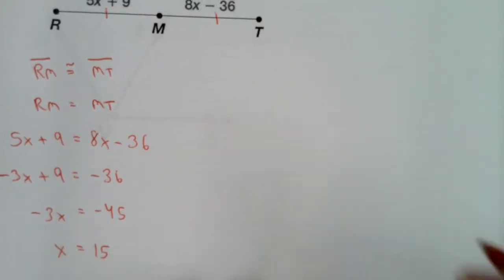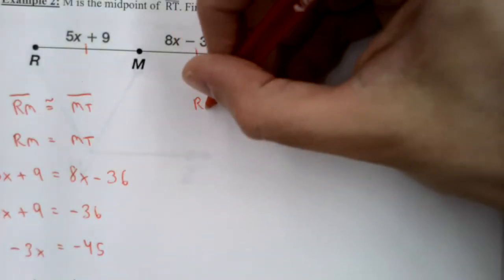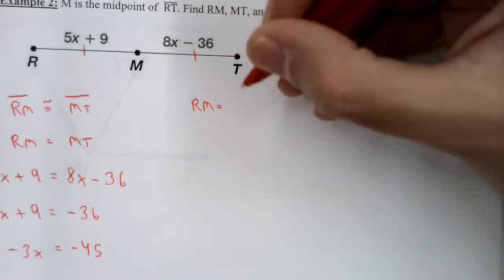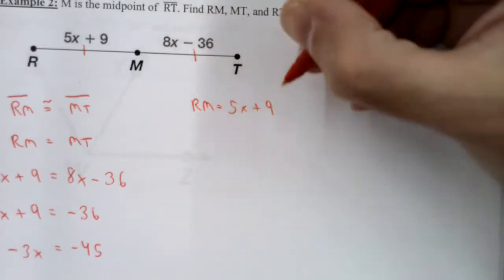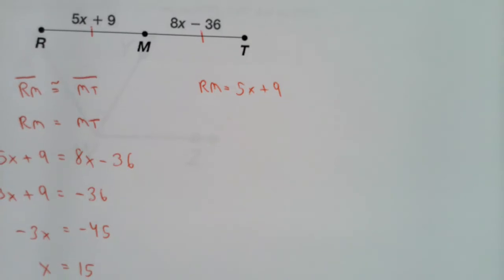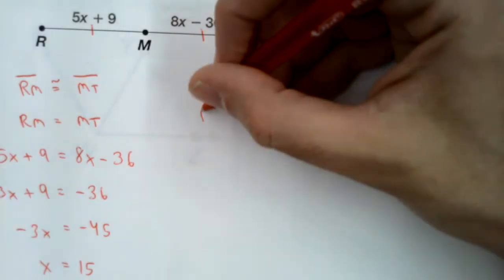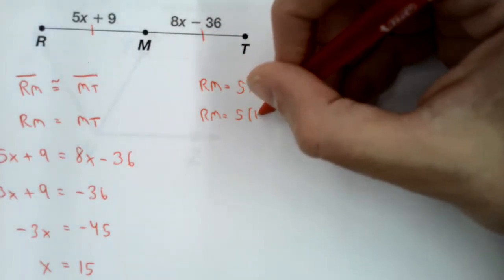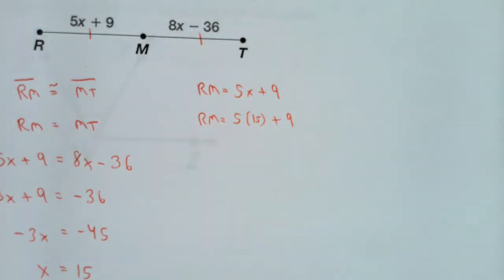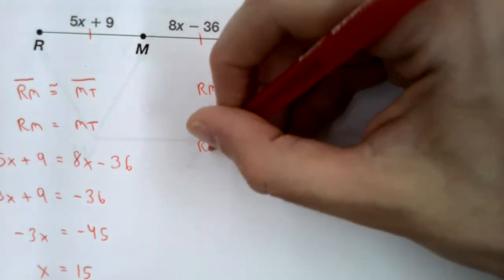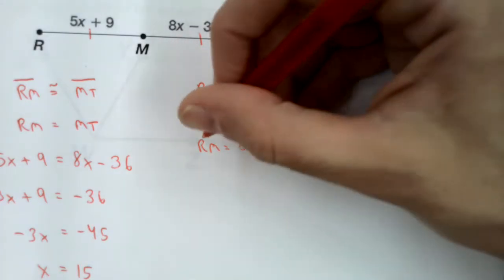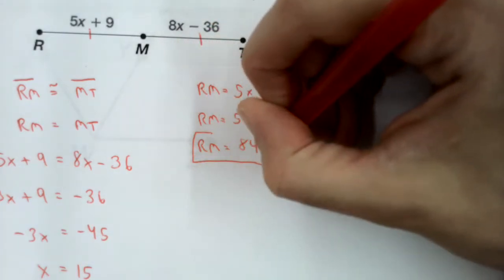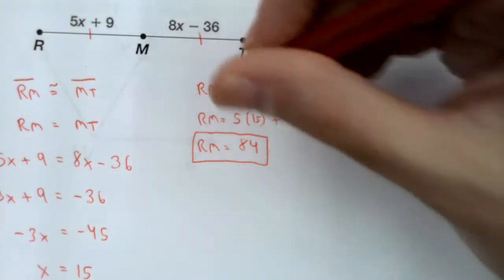So let's do RM next. RM equals 5x plus 9. And we just established that x was 15. So 5 times 15 plus 9. So 5 times 15 is 75 plus 9 gives you RM equals 84. Again, notice how I write RM with no bar above it equals 84.